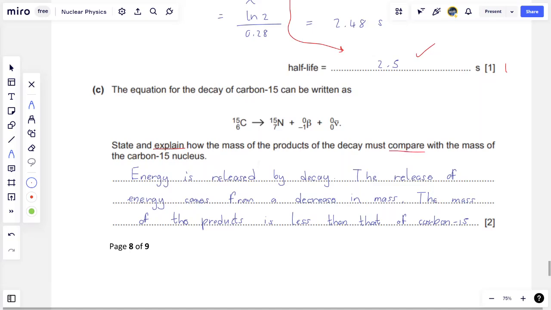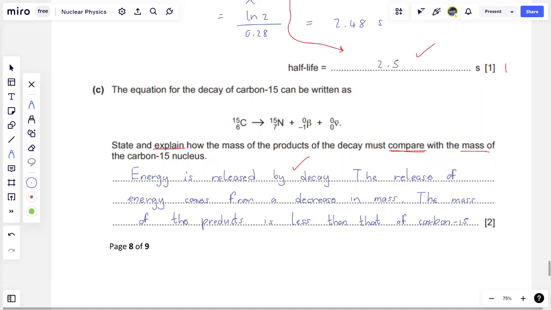And I also have to do a comparison. The word compare is important. So I must explain, but I must explain with a comparison. Energy is released by the decay. A very important point: the release of the energy comes from a decrease in mass. So I'm linking energy with mass, which is what the question is asking me for.